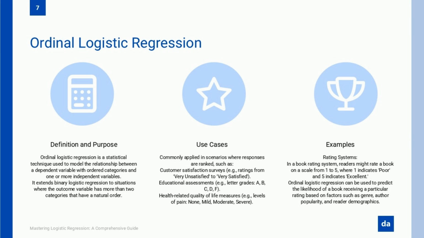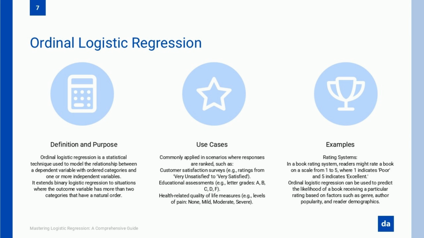Let's take another example. Imagine you're conducting a customer satisfaction survey with responses like very dissatisfied, dissatisfied, neutral, satisfied, very satisfied. There's a clear progression here. Someone who picks very satisfied is obviously happier than someone who picks dissatisfied. But here's the tricky part. Ordinal logistic regression doesn't just guess a single category outright. Instead, it looks at the cumulative probability of responses.